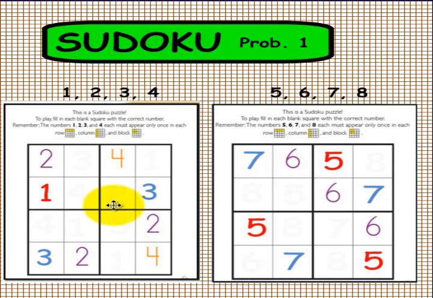Okay, let's see what we have here. We have 1, 2, 3, and we're missing the number 4. That's pretty easy. Then, if you look at this way, we have 3, 2, 4, so we must be missing the number 1. Here we have 4, 2, 3, so we must be missing the number 1 to complete this column. And across this row, we're missing the number 3. So we're coming across pretty easy.